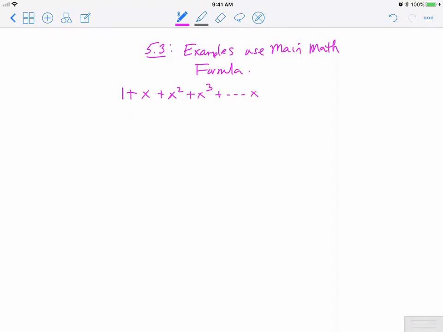In this video, we look at section 5.3, a couple more examples that use the main math formula for section 5.3. And that formula is 1 plus x plus x squared plus x cubed plus all the way up to some number x to the n minus 1, and that equals, as a shortcut, x to the n minus 1 over x minus 1.